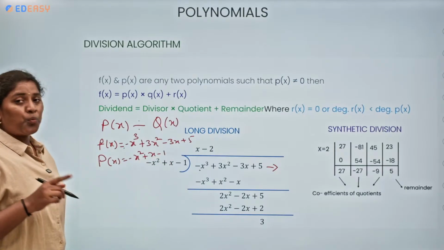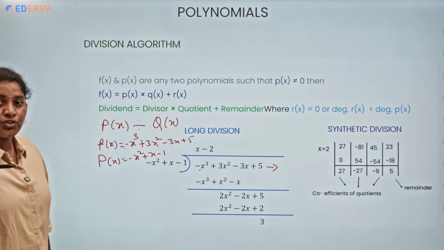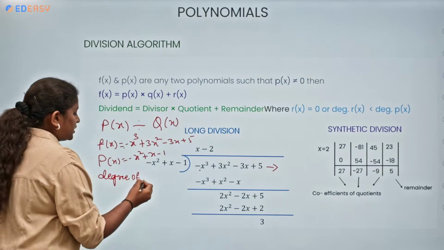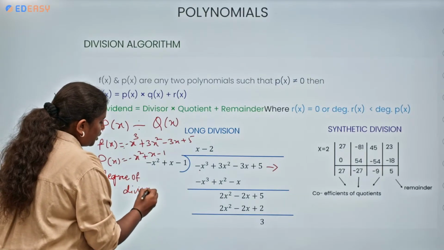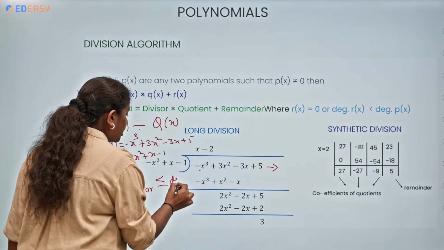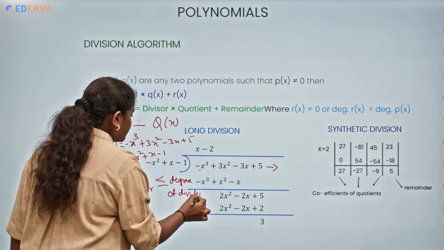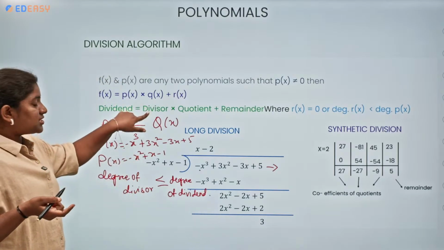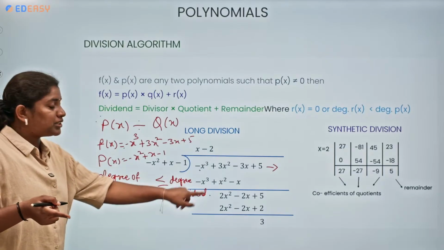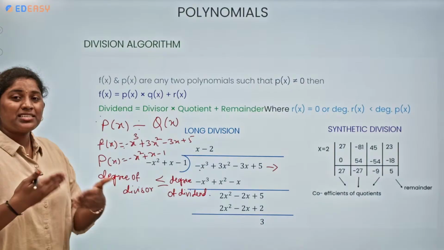Clear? Now what is your first step in the division of polynomials? First of all, you need to check the degree of the divisor. You need to compare the degrees: the degree of the divisor should be less than or equal to the degree of the dividend. Then only can we go for the long division method. Clear?